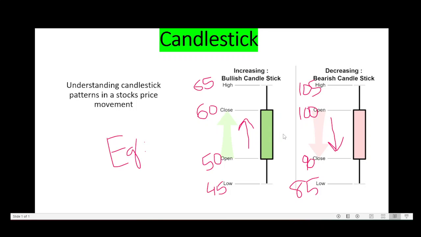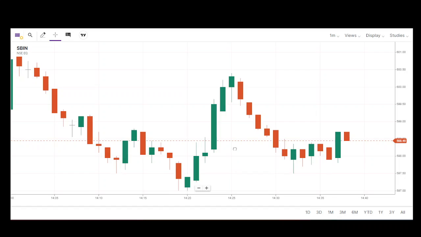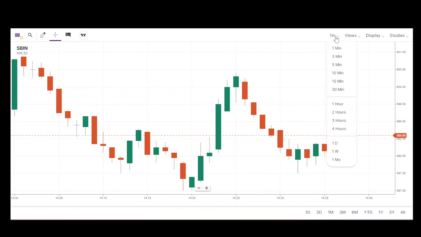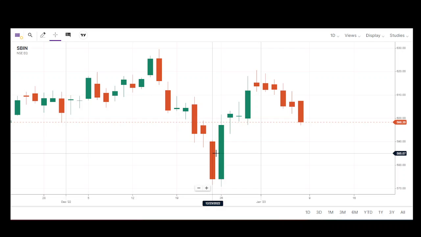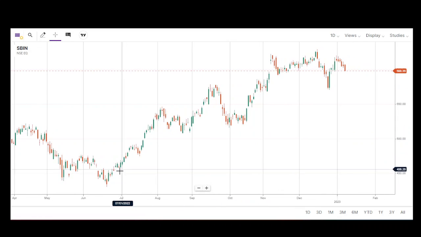Now we have one doubt. What happens if the opening price is the same as the closing price? That we will discuss now. So let's take one example here. I keep a time frame of 1 day, and let's see how the chart looks.